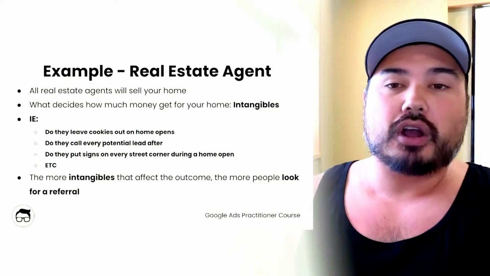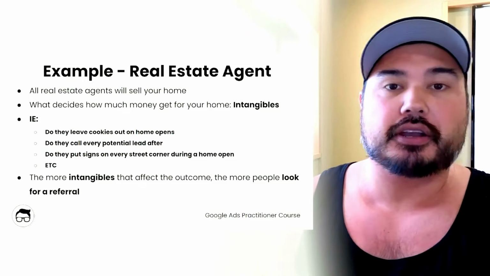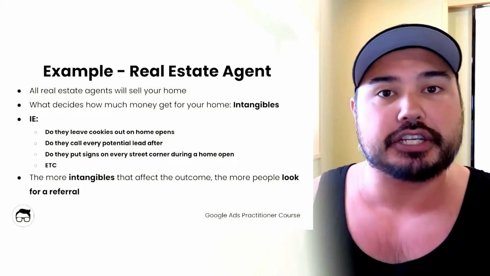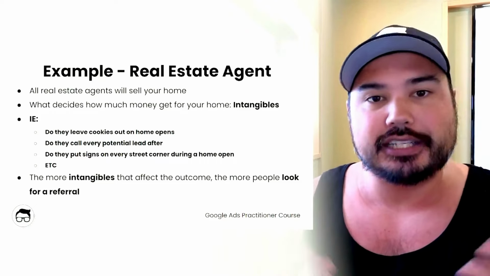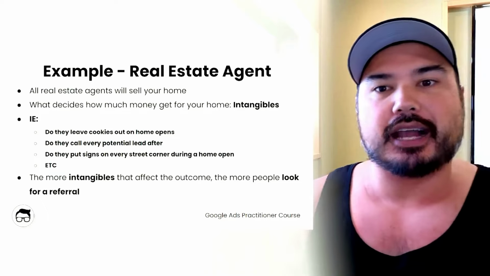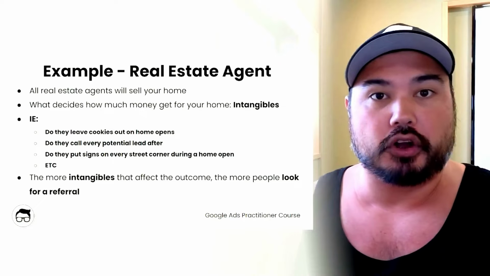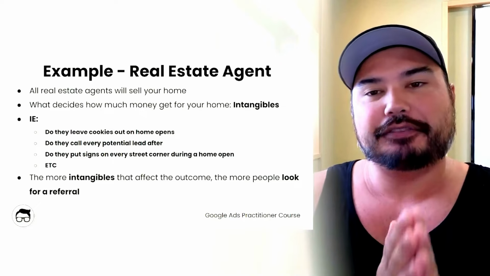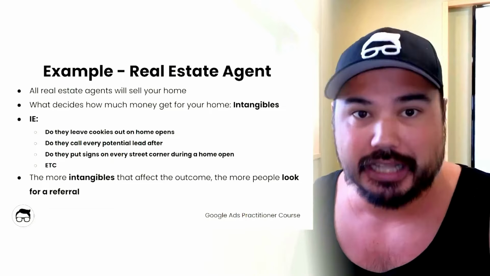All right, so let's try and explain this through a few examples. So the first example I've got here is real estate agent. The thing with the real estate agent is that all good real estate agents will eventually sell your home, right? The demand is coming from the market. There's always people looking for homes. What decides how much you get for your home is actually intangible. So we mentioned that before, right?